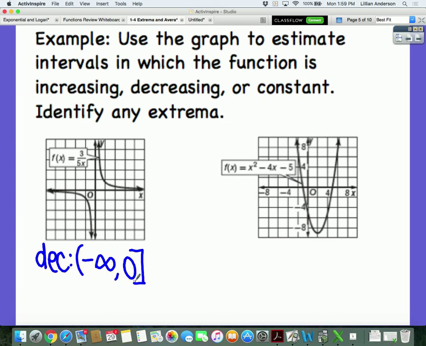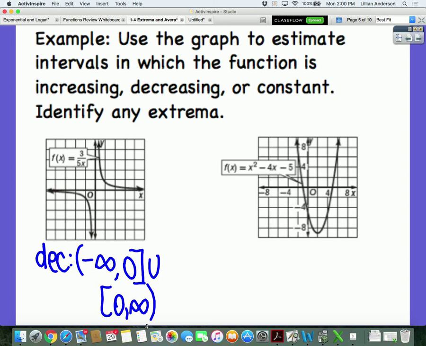Just like before, we always put a parenthesis around infinities. It doesn't, but we're not talking about domain-wise. We're just talking about intervals increasing and decreasing. So what's happening after 0? The graph is shooting up that way. What's happening as we read from left to right? It's decreasing. Because technically, the graph is coming from somewhere up here, but it's still going down, isn't it? So it's still decreasing from 0 to infinity.